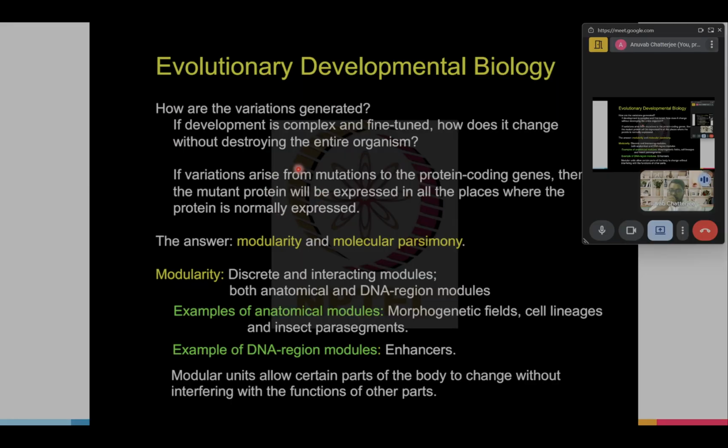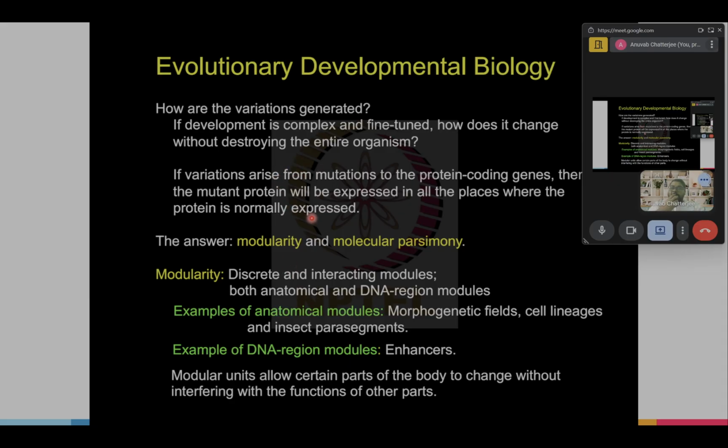This should be one of the key ideas on why development needs modularity, which follows the question right here. If, say, to generate a very slight variation, you change the protein that is actually responsible for the morphogenesis of that part of the body, then wherever the protein is expressed, it will change everything else. So how exactly do you deal with that?